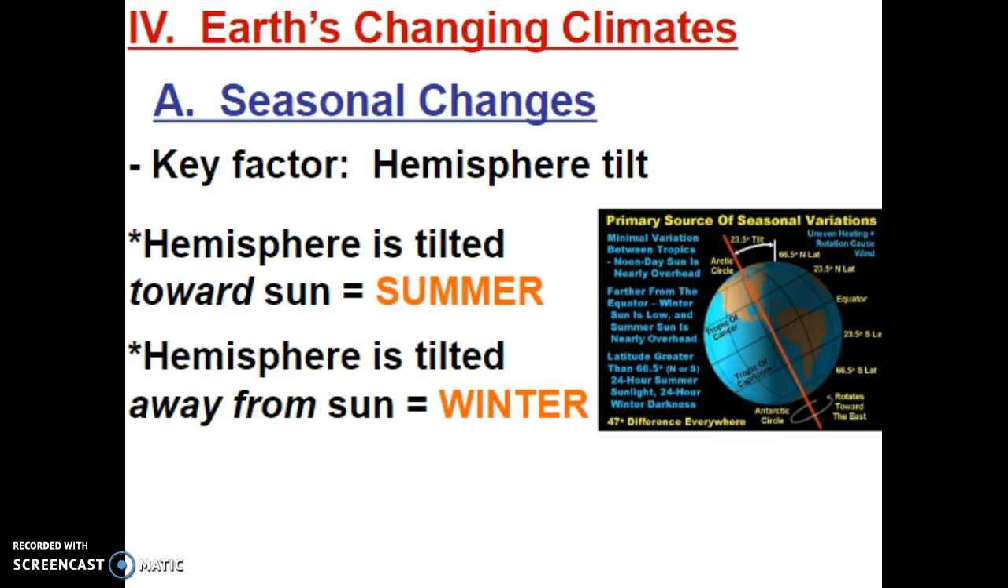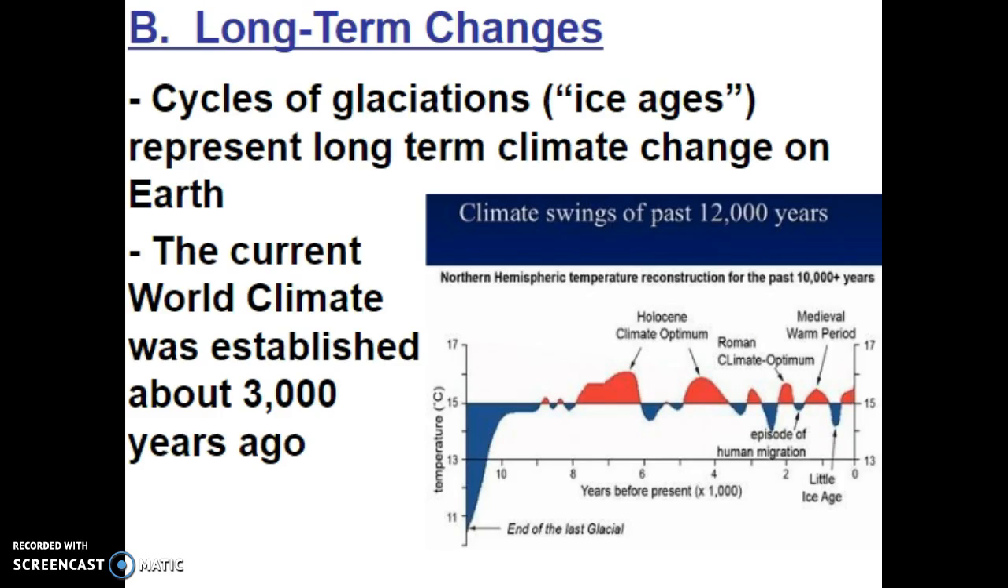That is climate. So when we take a look at what type of evidence Earth has to give us about ancient climates, we can find this information drilling into the ocean sediment and taking a look at ocean crust cores, as well as taking a look at ancient ice cores as well. So cycles of glaciations or ice ages represent long-term climate change on Earth.